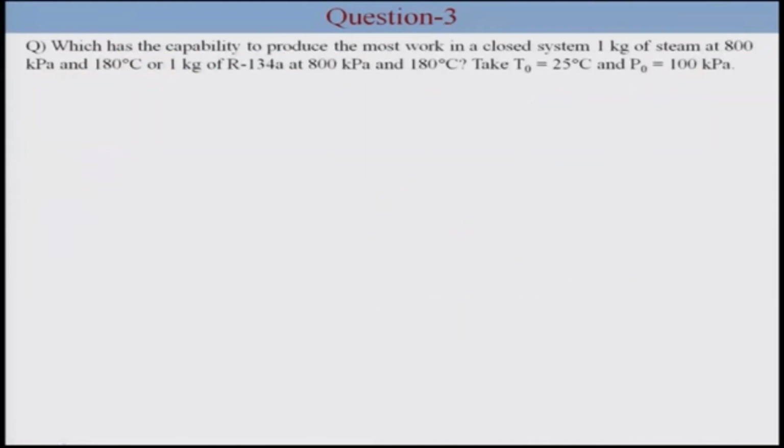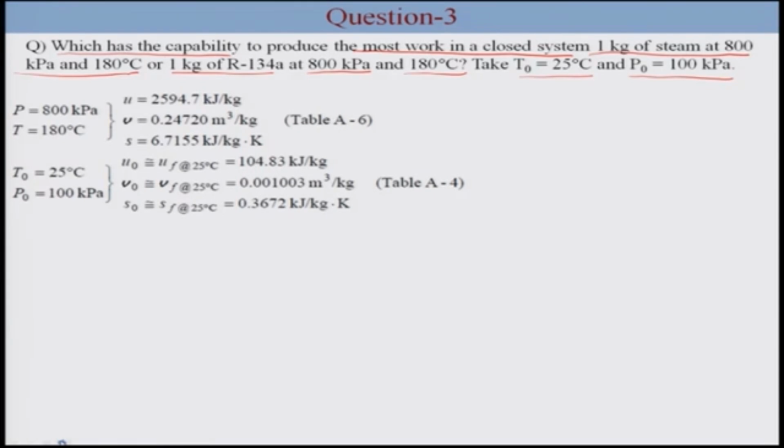Now in the next question, which has the capability to produce most work in a closed system? 1 kg of steam at 800 kilopascal and 180 degrees Celsius, or 1 kg of R134A refrigerant at 800 kilopascal and 180 degrees Celsius. The surroundings are at 25 degrees Celsius and the pressure is 100 kilopascal. So we have to compare which has the more capability, 1 kg of steam or 1 kg of refrigerant at the same conditions. So first, taking steam into consideration.